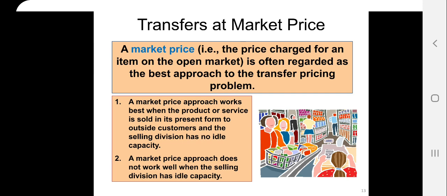The segment has to transfer product or services to another segment within the company. At the same time, the selling department has to sacrifice the quantity of product that they sell in the open market. So in that situation, the market price approach is relevant or suitable, because the selling department can charge the transfer price at the market rate.